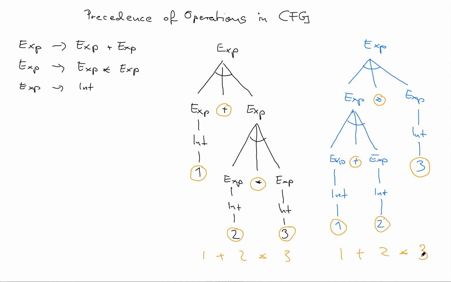But importantly, both trees compute different results. On the left, if I do my computation, I want to do 1 plus question mark. And to compute the question mark, I need to do 2 times 3 is 6. And then I get 1 plus 6 is 7. Whereas on the right, I do 1 plus 2 is 3, times 3 is 9.